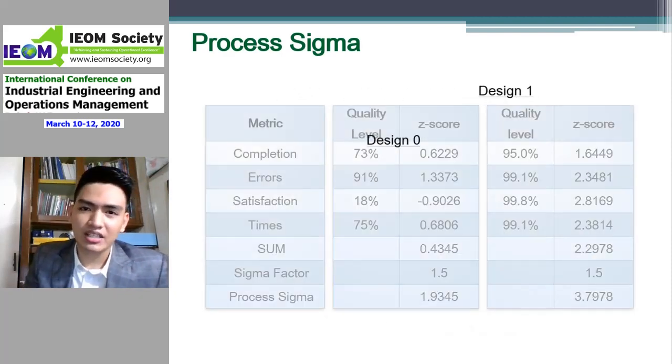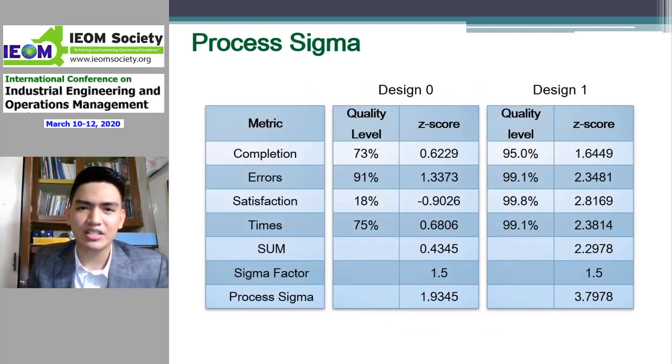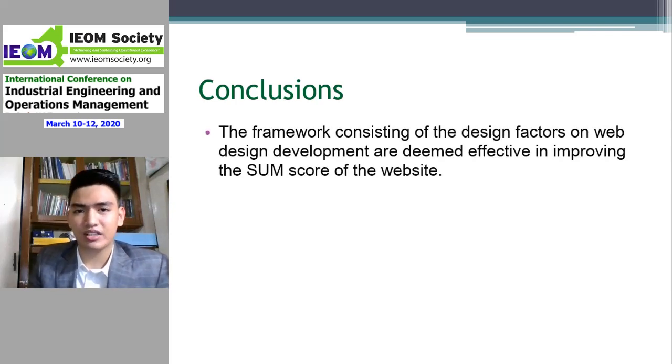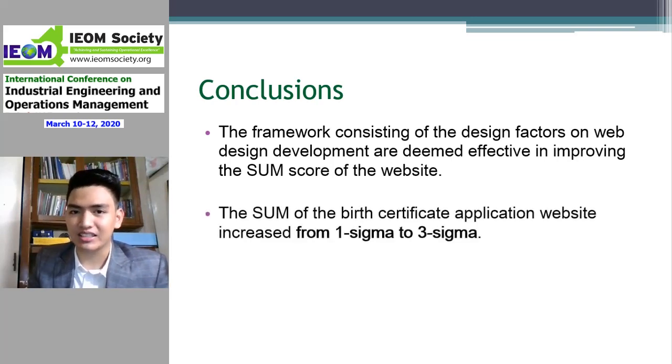From this table, we can see that the quality level and z-score increased across all metrics. We can therefore conclude that the framework consisting of the design factors on web design development is deemed effective in improving the single usability metric score of the website. We have seen that the SUM of the birth certificate application website increased from 1 sigma to 3 sigma. Based on the usability tests conducted, the hypothesis is proven to be true.